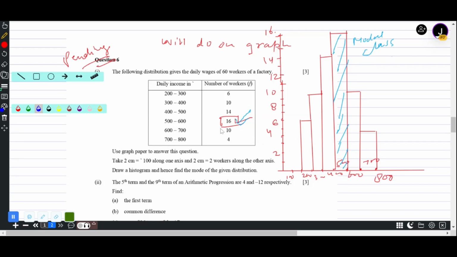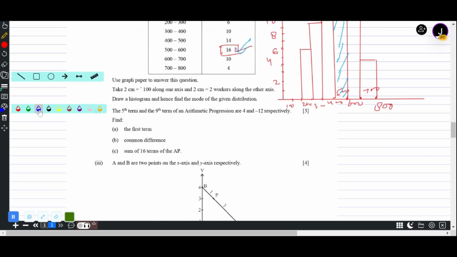Next question. The fifth term and the ninth term of an arithmetic progression are 4 and minus 12 respectively. Find the first term, find the common difference and sum of 16 terms of the AP. So what is the formula for nth term? Nth term of an AP is a plus (n minus 1)d. We'll use that and write the equation with a as the first term and d as the common difference, by which the series grows or declines.